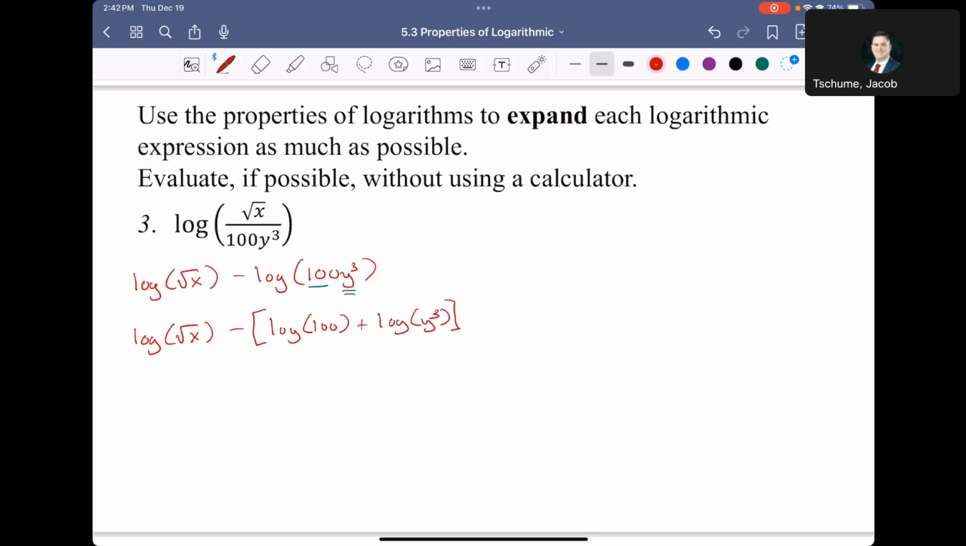And you might notice that I put this inside of brackets. You can also use parentheses here. I did that because since you're picking up multiple terms, you're going to have to subtract all of these in just a second. So that's why I did that.